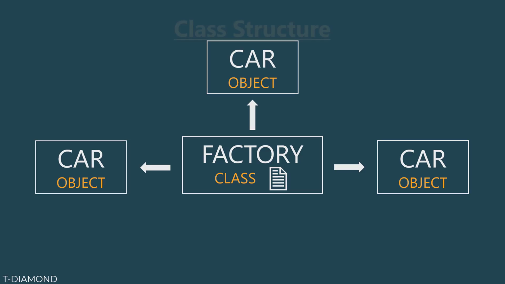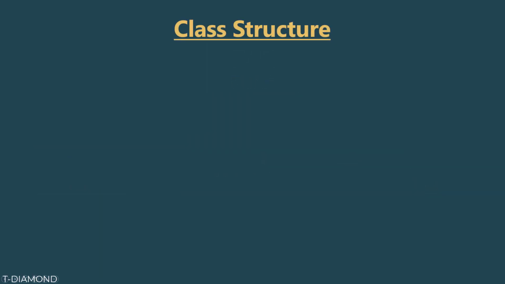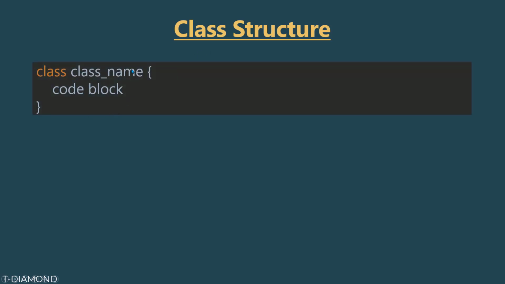Now let's talk about the class structure. So how do we create a class inside Java? It looks like this. We will use the class keyword and then we will put a space and after that we will type the class name. And this name over here can be anything. We can give any name to our class. After that we put a brace and we close it. And inside this brace we will put the code of the class.